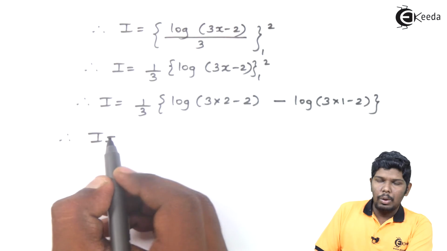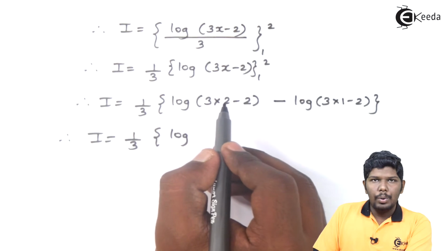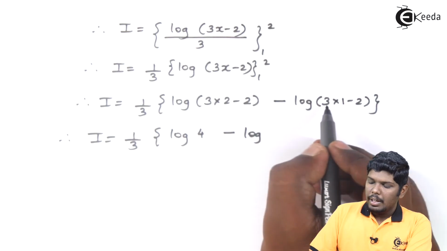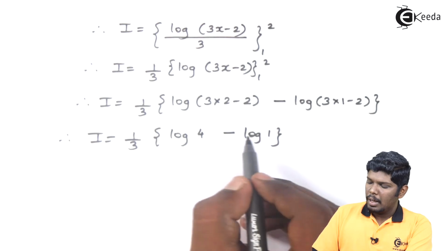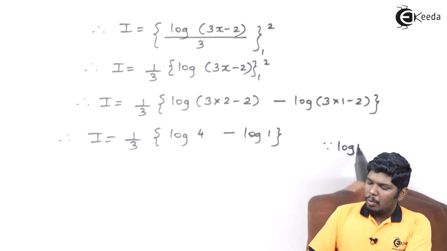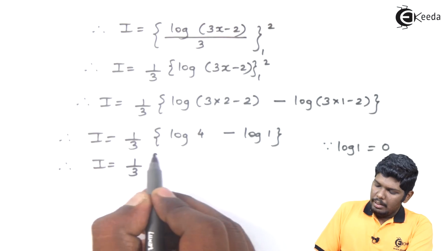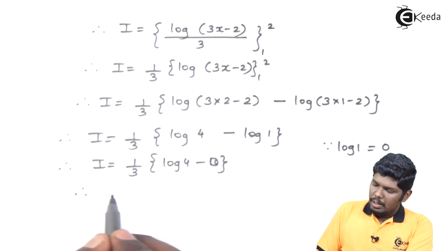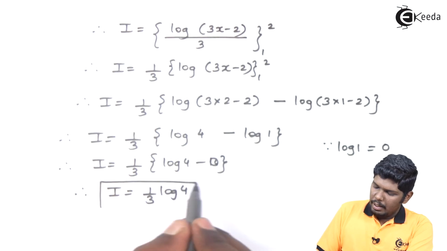Therefore, I is equal to 1 by 3 log of 3 into 2 is 6, 6 minus 2 will give you 4, minus log of 3 into 1 is 3, minus 2 will give you 1. Now here you can see we have log 1, and since we know log 1 is equal to 0, therefore I will be 1 by 3 log 4 minus 0. Therefore I is equal to 1 by 3 log 4. This is our final answer.